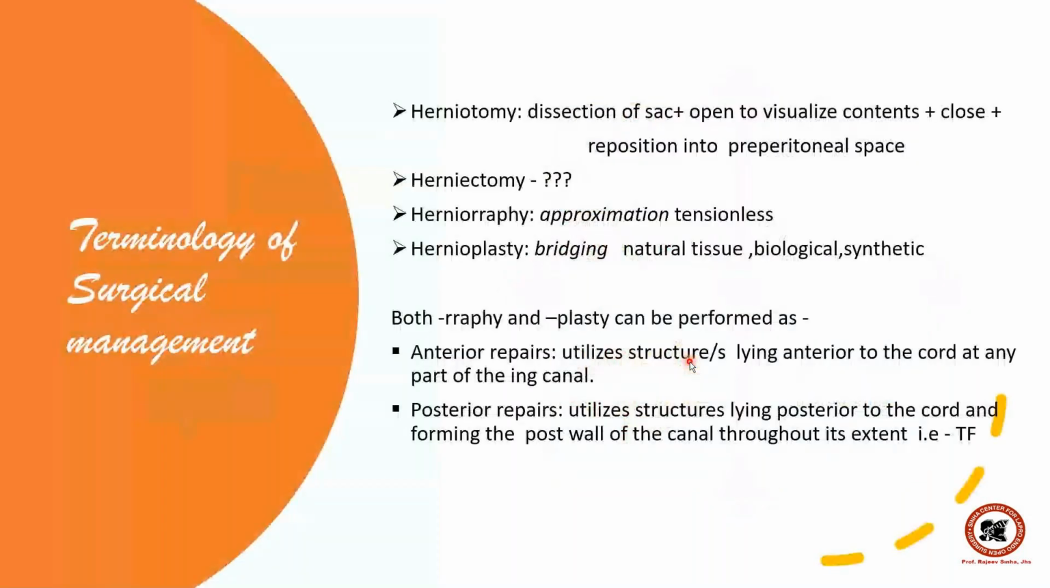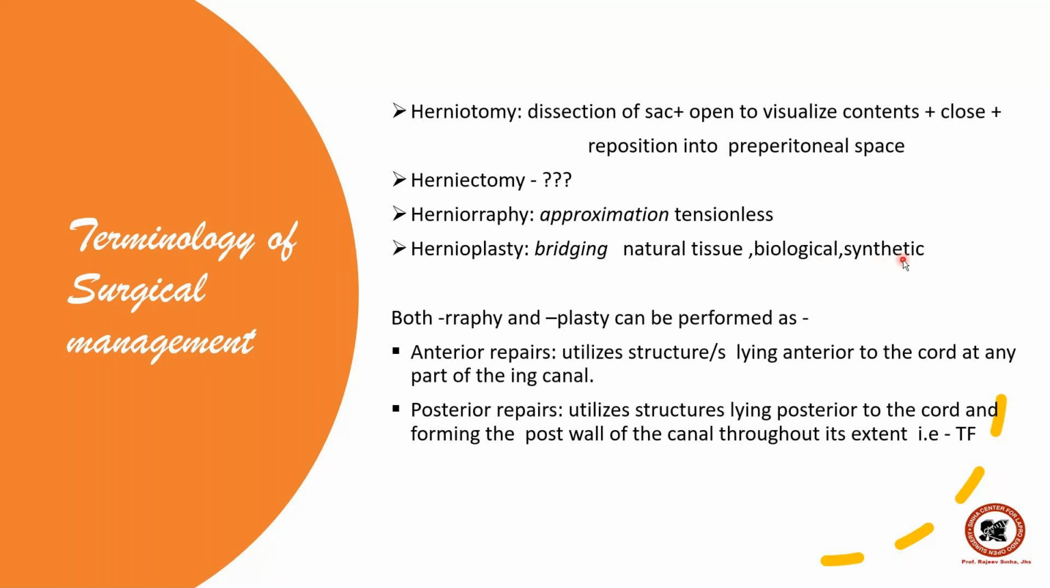Now, coming to the terminology, this we had discussed last time: the herniotomy, the hernionectomy, the RAFI, which is approximation, and hernioplasty, which is bridging. I'm not going to go into the details of that again, but remember both the RAFI and plasty. So you're looking at the management of the sac, that is otomy and ectomy. You're looking at DIR management, the Lytle's repair in the next slide. And managing the posterior wall can either be by bridging, or you could be reinforcing with any of the natural tissues or biological or synthetic tissue.